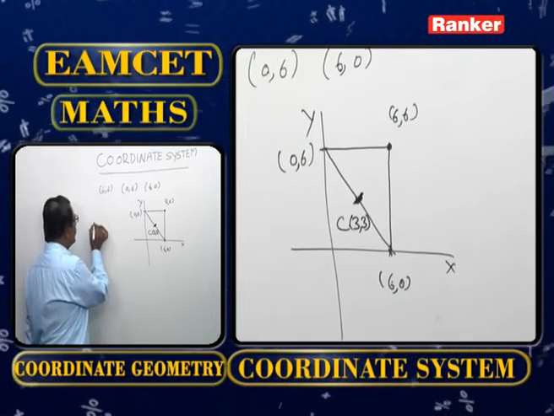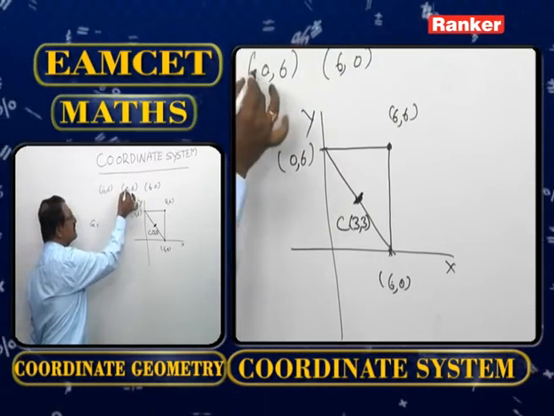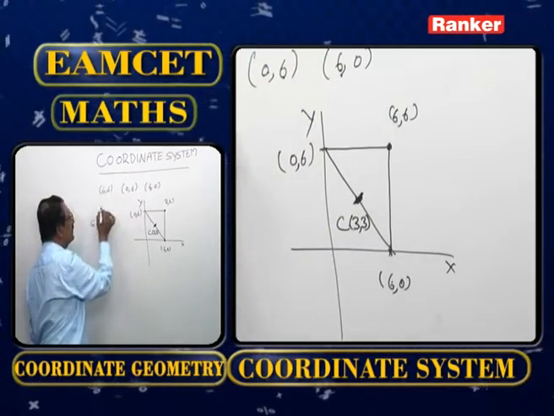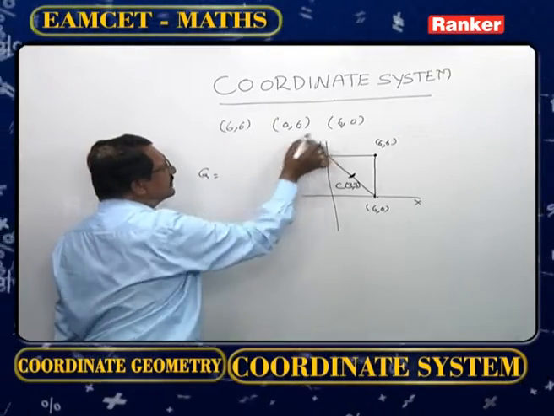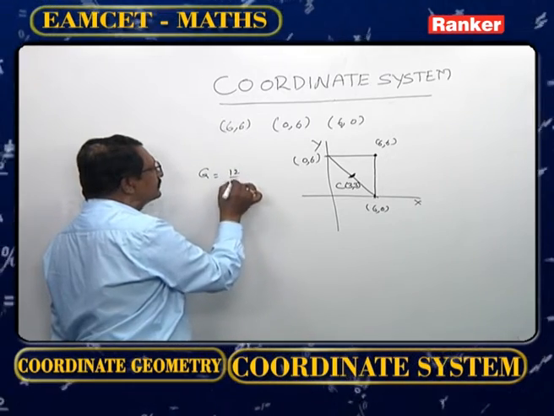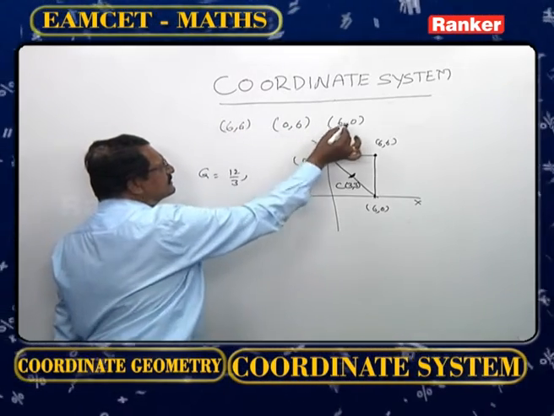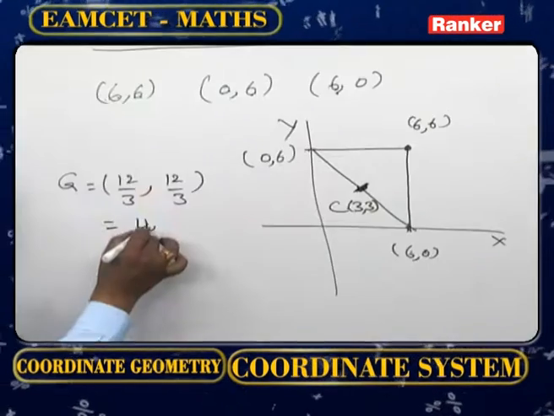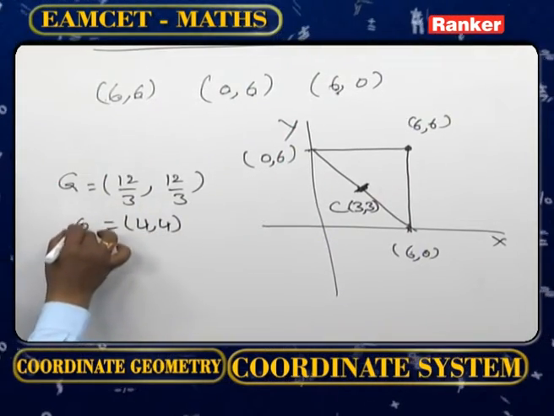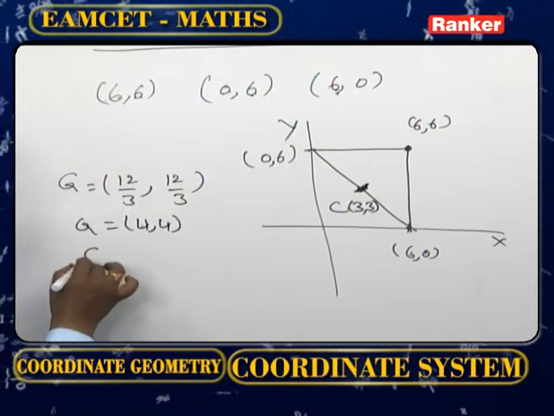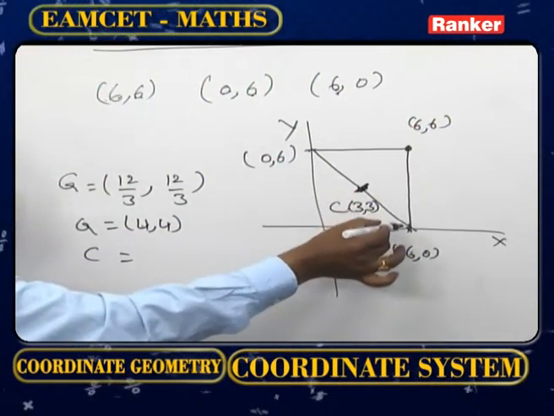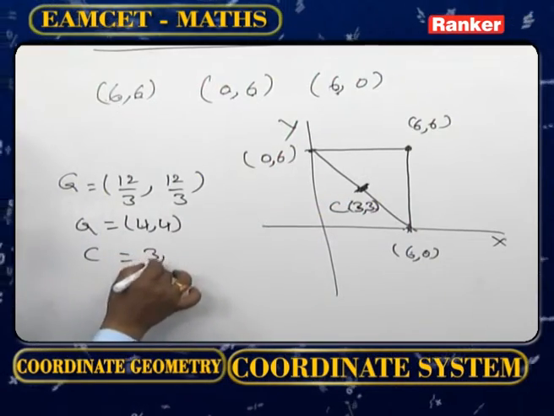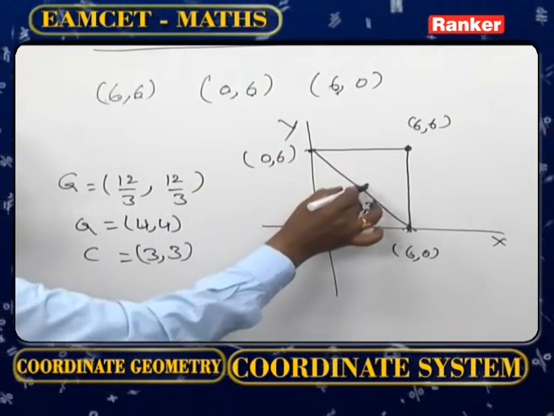Now the centroid of the triangle G equals ((x1 plus x2 plus x3) by 3, (y1 plus y2 plus y3) by 3). That equals ((6 plus 0 plus 6) by 3, (6 plus 6 plus 0) by 3), which is (12 by 3, 12 by 3). So the centroid G equals (4, 4), and the circumcenter of the triangle is the midpoint of the hypotenuse, which is (3, 3).